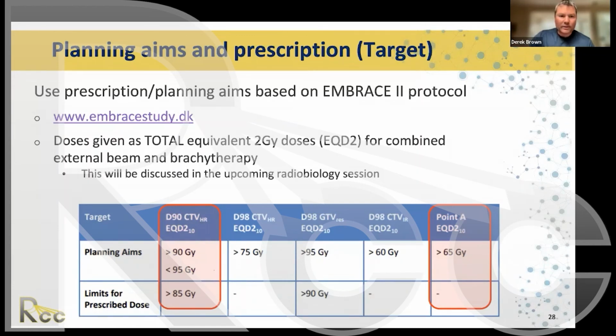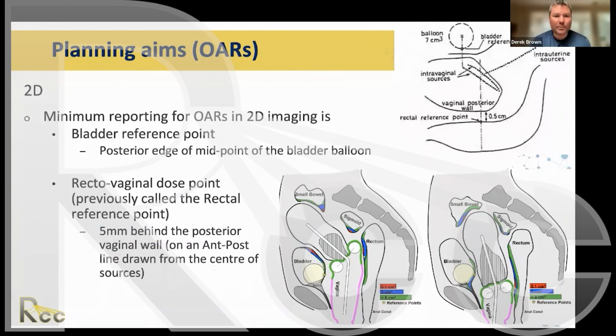We sort of left off here talking about these total equivalent 2-gray doses. This is potentially a little bit confusing and probably too much for this presentation. We are going to talk about this in an upcoming radiobiology session. So this is going to be covered, but this is telling us over the course of our 5 fractions or 6 fractions or whatever it is, what our total dose to the target volume should be. Minimum reporting for 2-dimensional imaging should be, like we talked about, a bladder reference point and a rectovaginal dose point, sometimes or previously called the rectal reference point.